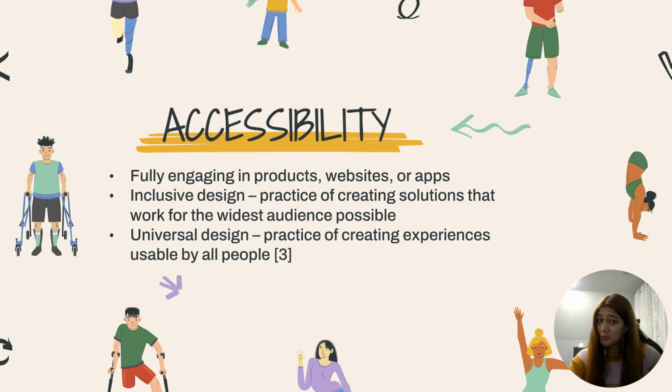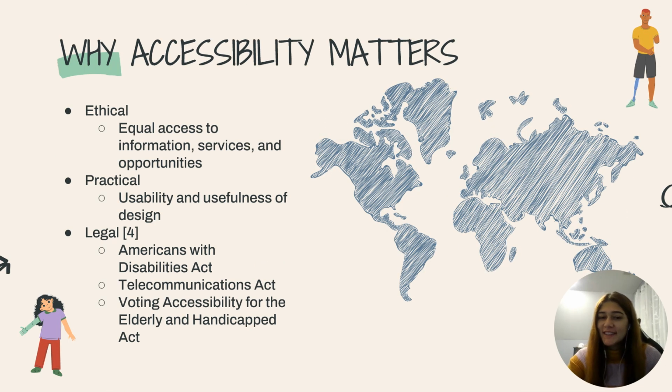Accessibility ensures that everyone, including individuals with disabilities, can fully engage in products, websites, or apps. It's part of inclusive design, which focuses on creating solutions that work for the widest audience possible. Accessibility also intersects with universal design, which is a broader practice of creating experiences usable by all people. So why does accessibility matter? Here are the ethical, practical, and legal reasons behind its importance.